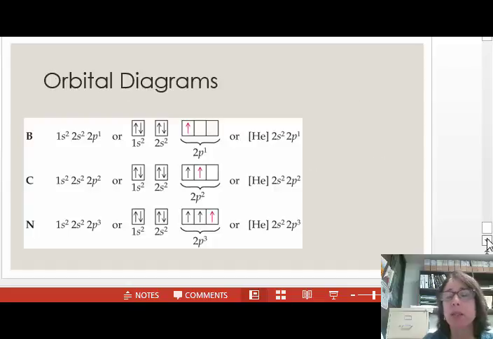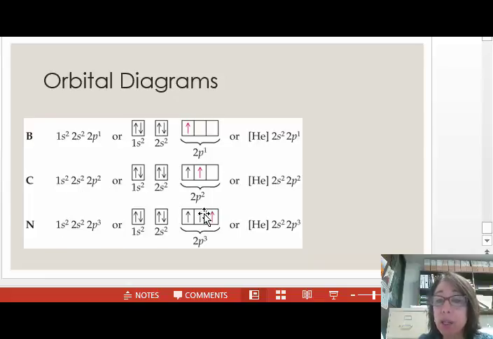These two rules are best applied to what are known as orbital diagrams. Orbital diagrams are based on electron configurations, but orbital diagrams give more information about electron spin. On this slide, we have the electron configurations for boron, carbon, and nitrogen. To the right of each electron configuration is the orbital diagram.